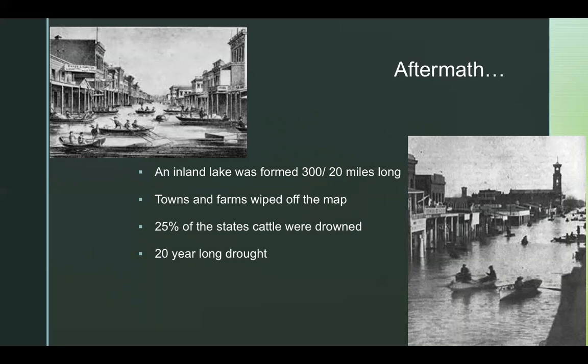So this 30-foot deep lake that was formed in California's Central Valley was 300 by 20 miles long, which caused towns and farms to be completely wiped out and off the map. And this also caused 200,000 of 800,000 cattle here in California to be drowned, which was 25% of the state's cattle. This caused its own issues, but also for the next 20 years, California was thrown into a tremendously dry drought.